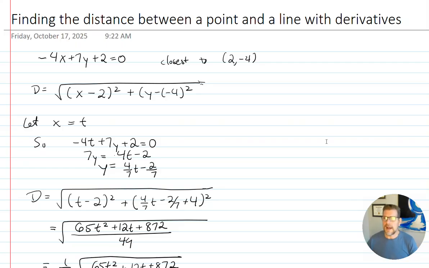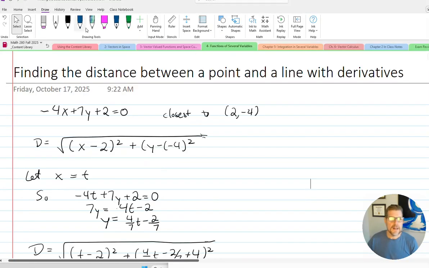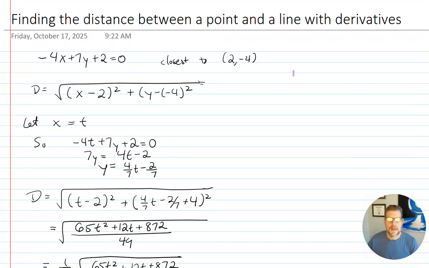So where we're going to start out now, I'm going to grab my highlighter. And there we go. I want to find the distance between the point and the line. The line that I have here is negative 4x plus 7y plus 2 equals 0. And I want to find the point closest to (2, negative 4). So the first thing we need to do is figure out what we're actually going to be minimizing.